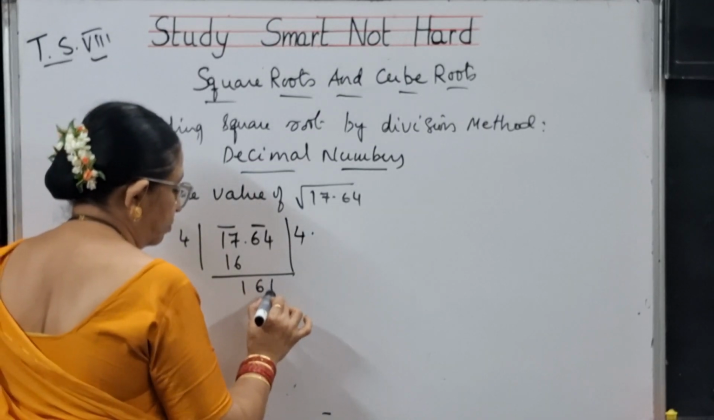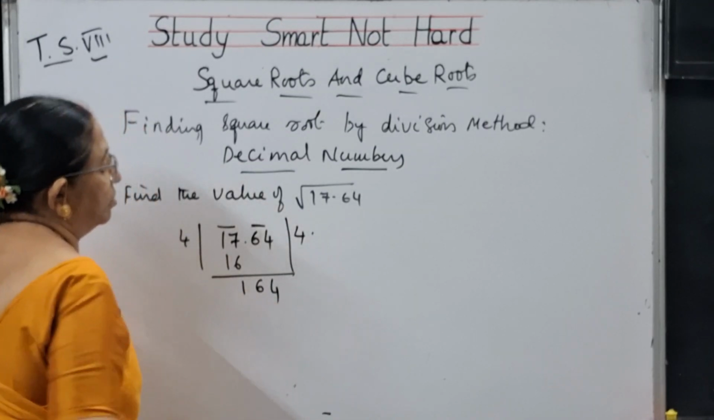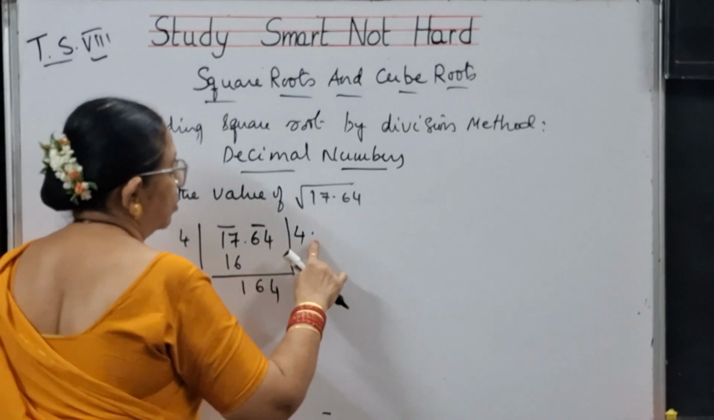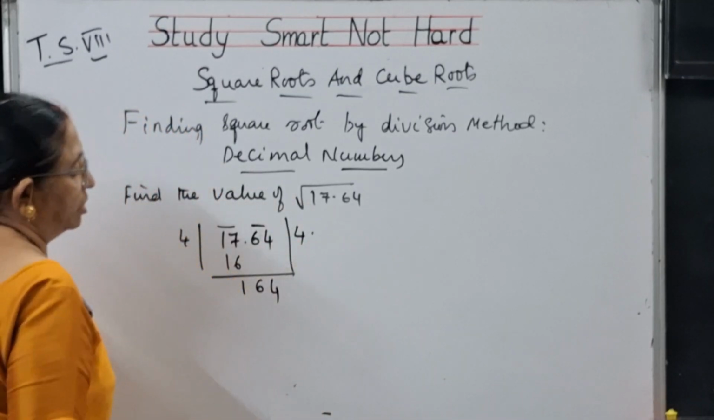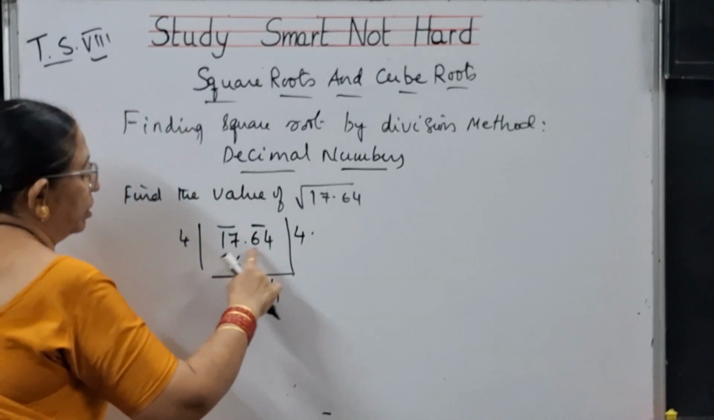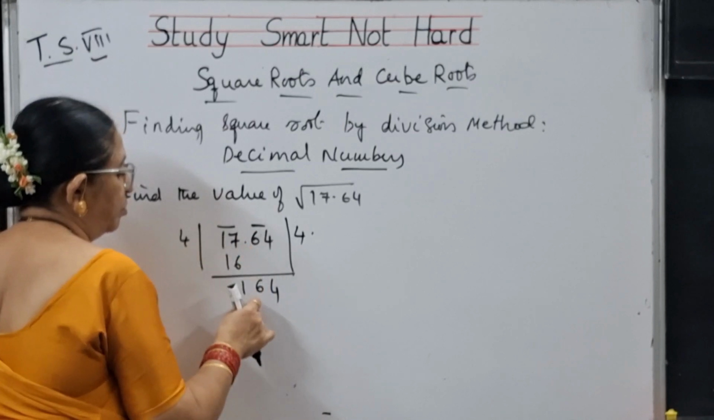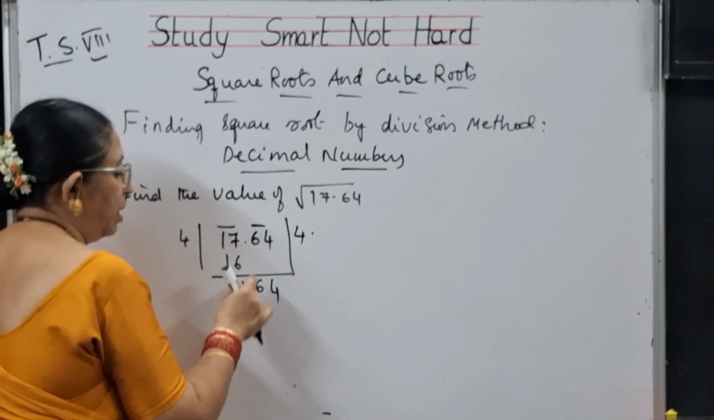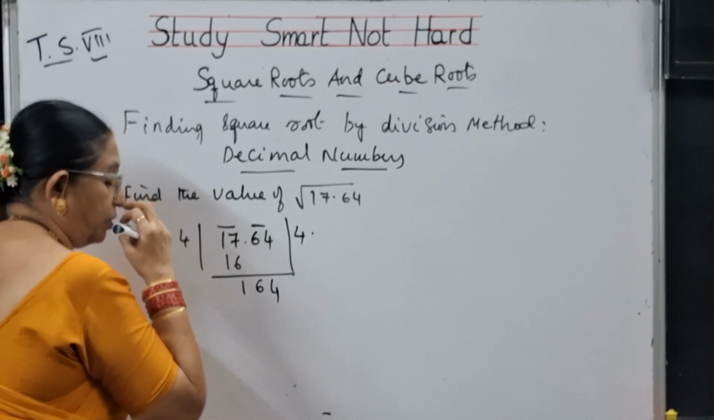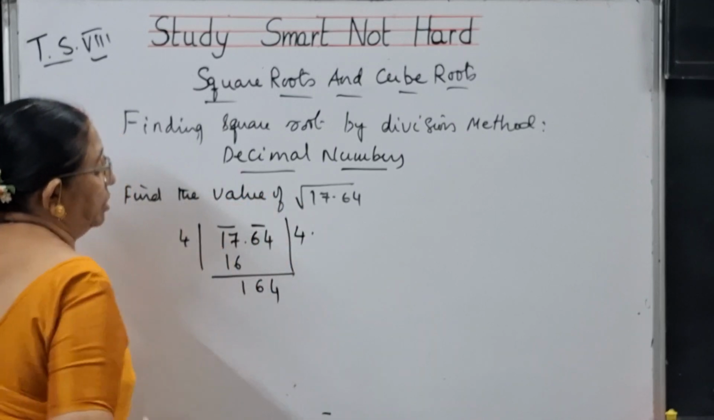Then you take 64. No need to keep a decimal here, children, because this decimal has gone in the answer side, the quotient side. So this will go there. Up to the decimal, you have to continue your division. Afterwards, if you get a decimal, keep the decimal there.